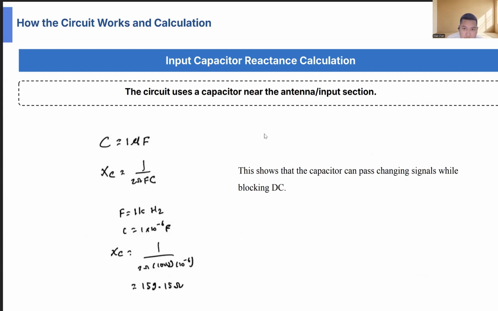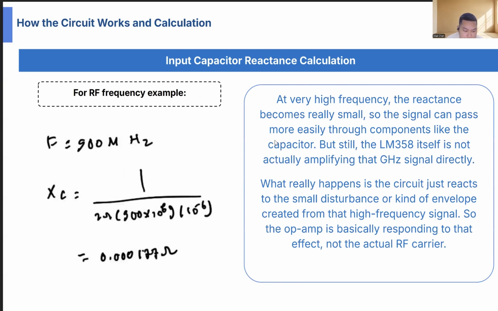The next is the capacitor reactance. This slide explains the capacitor reactance calculation. The capacitor near the antenna blocks the DC component but allows changing signals to pass. At low frequency, the reactance is higher, but at RF frequency, the reactance becomes extremely small, meaning the signals can pass more easily through the capacitor. However, the LM358 does not amplify the gigahertz RF carrier directly. Instead, it reacts to the small disturbance or envelope created by the RF activity.